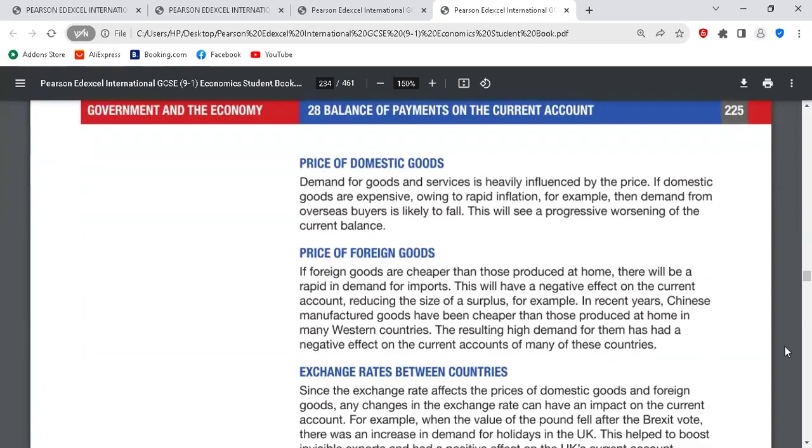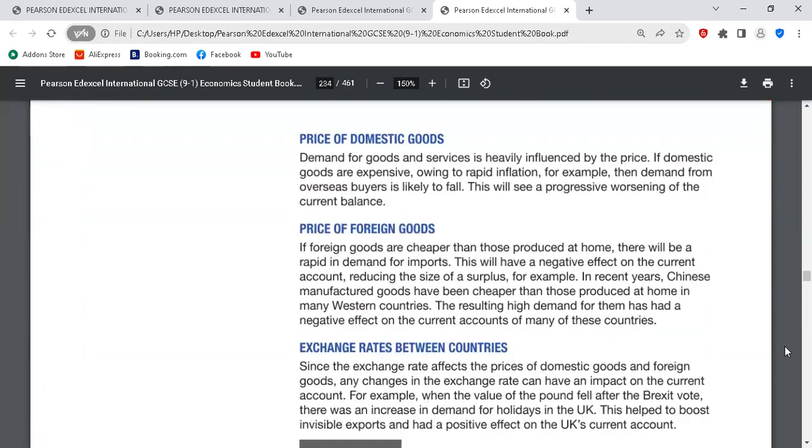Price of domestic goods. Demand for goods and services is heavily influenced by the price. If domestic goods are expensive owing to rapid inflation, for example, then demand from overseas buyers is likely to fall. This will see a progressive worsening of the current balance. Because domestic inflation will mean that the price of our exports would also increase. Foreign businesses will not be buying from us. As a result, we will be having a worse balance of payment current account. Clear?